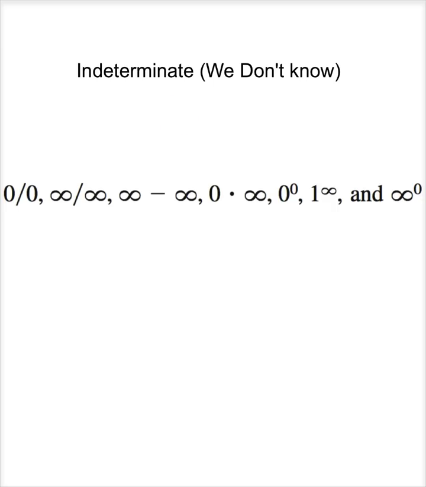Indeterminate forms are forms that we don't know by looking. For example, if we get a limit and it's 0 over 0, or infinity over infinity, or infinity minus infinity, or 0 times infinity, we don't know what that is. 0 to the 0, 1 to the infinity, or infinity to the 0, excuse me. So we're going to have to basically manipulate these.